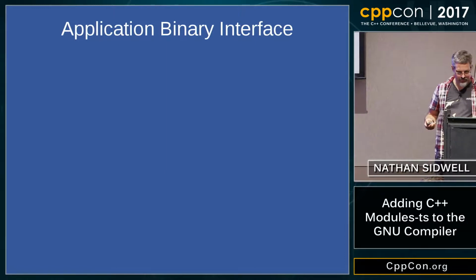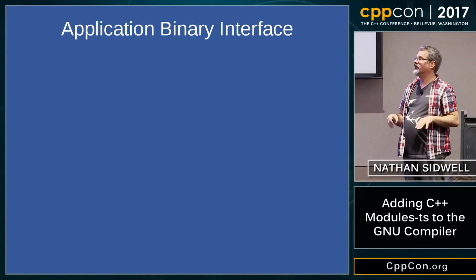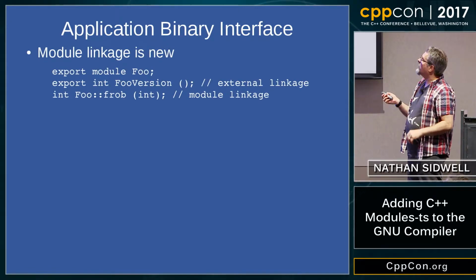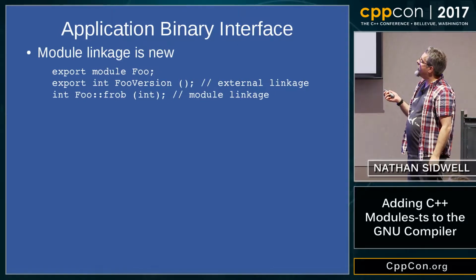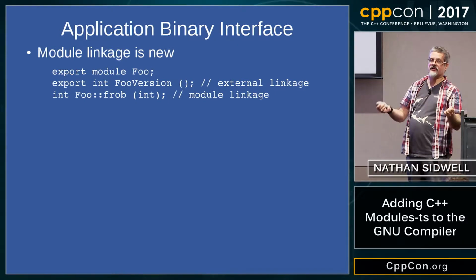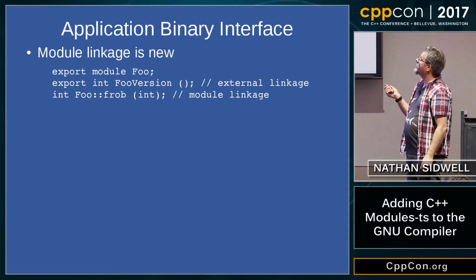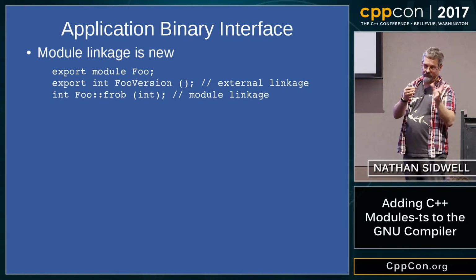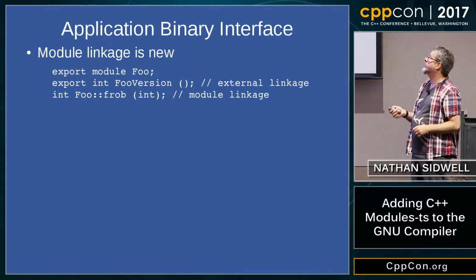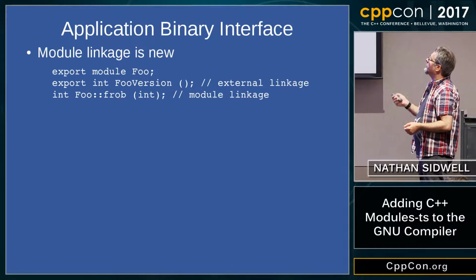So, application binary interface. Now this is the bit that hits object files. We had this new concept of a name that's only visible within a module, across the translation units of the module. So this is a new kind of linkage, and this is the language level term: external linkage and module linkage. External linkage, we've always had that. That's things that are implicitly extern or explicitly extern, i.e. not static. But this is a new thing.